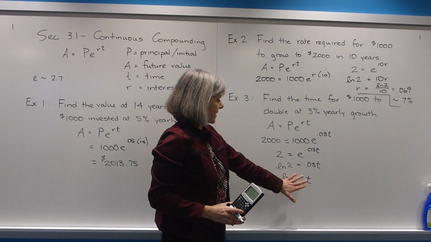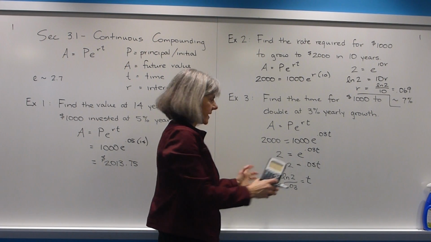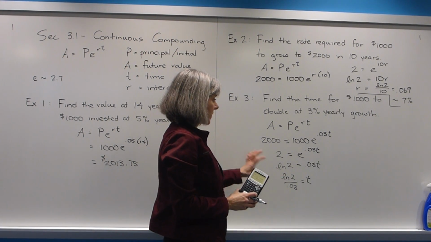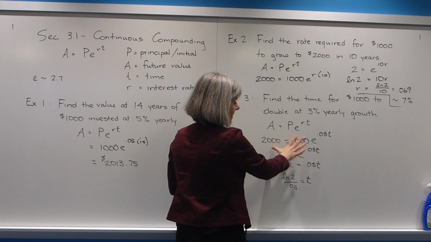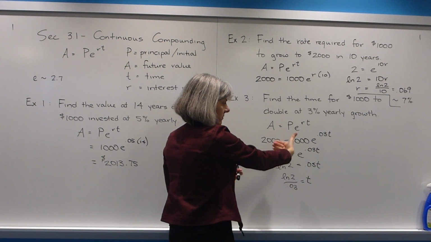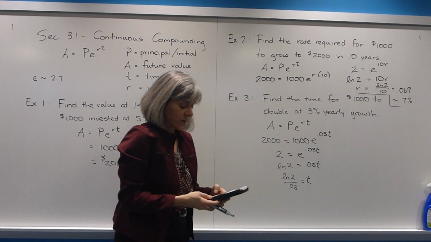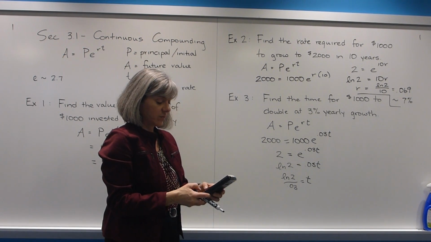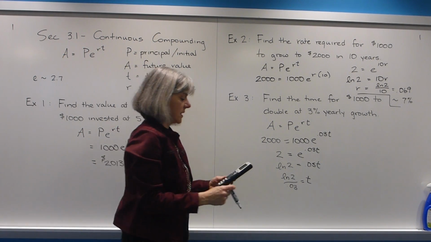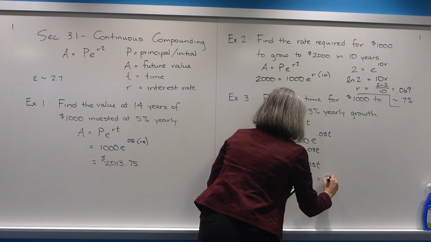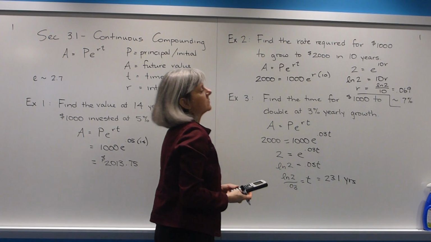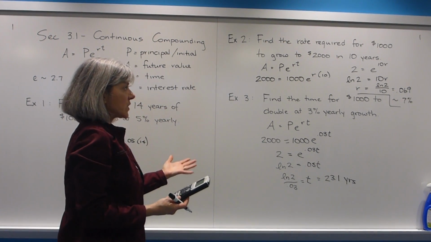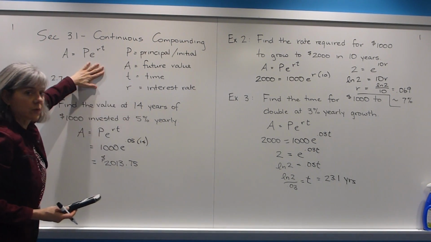I know some people really like for the variable to be on the left-hand side. It really doesn't matter. If you prefer for the variable to be on the left-hand side, go ahead and at some point along the lines just reverse the equation. So again, here we're going to say ln 2, again we have to finish that parenthesis, divided by 0.03, and I get 23.1 years. Okay. So this is how we use this continuous compounding formula.